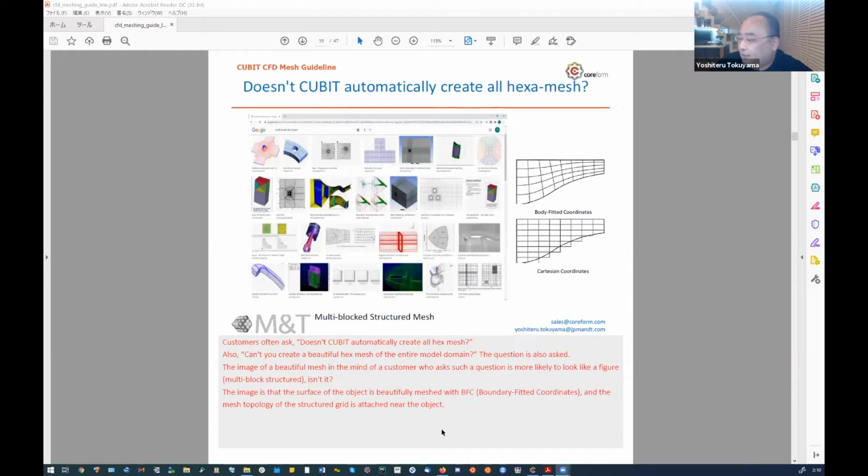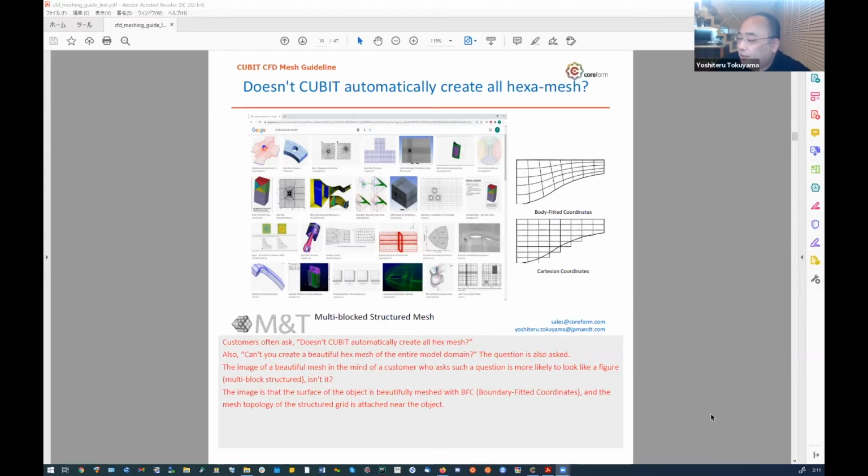Customers often ask, doesn't Cubit automatically create all hexa mesh? Also, can't you create a beautiful hexa mesh of the entire model domain? The question is also asked, the image of a beautiful mesh in the mind of a customer who asks such a question is more likely to look like a figure, a multi-block structured grid, isn't it?